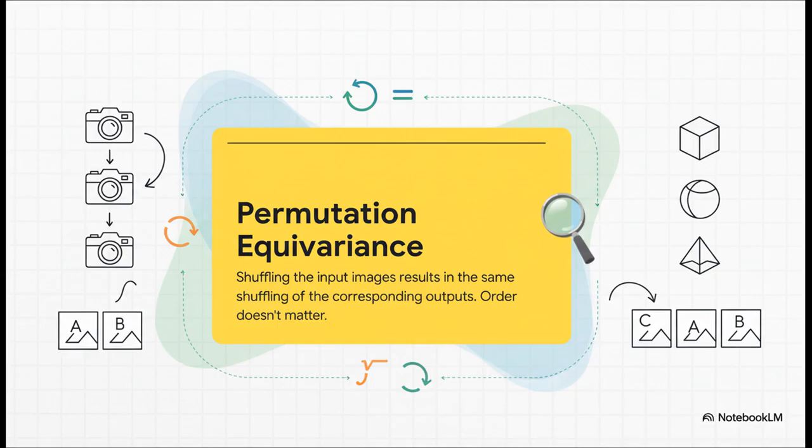That's it. If you shuffle the input images, the output predictions for those images get shuffled in exactly the same way, but the actual 3D reconstruction, the geometry, the camera poses, it remains absolutely identical. It means the model has learned the relationships between the images, not their position in a sequence.